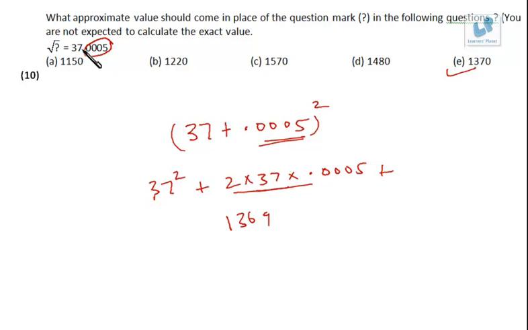Straightforward, you have to calculate the square of 37, that is 1369, and the answer which we are getting is to the lower side, so the final answer will be a bit more than 1369, right? Okay, so it's 1370. I hope you are clear.